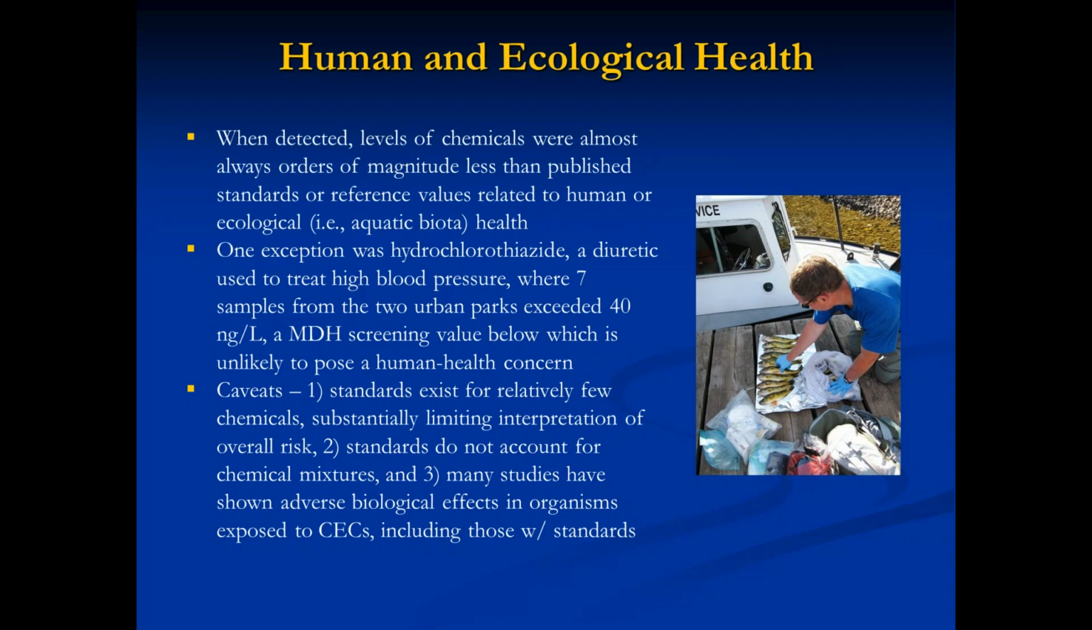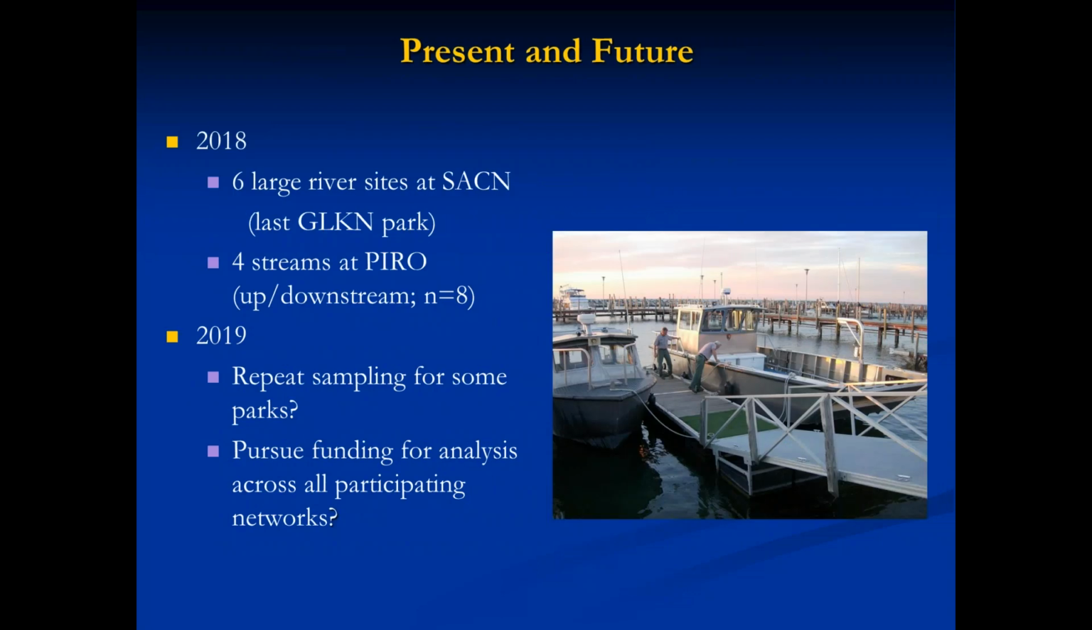So in terms of what we're doing this year, like I mentioned earlier, we're sampling at St. Croix National Scenic Riverway, six river sites. We also returned to Pictured Rocks where we had sampled inland lakes before. We're now sampling 4 streams in an effort to try to determine whether there's any visitor impact. We're doing upstream and downstream sampling. In 2019, at least the Great Lakes will be at a point where we need to make a decision whether or not we want to go back and resample any of the parks we sampled earlier.